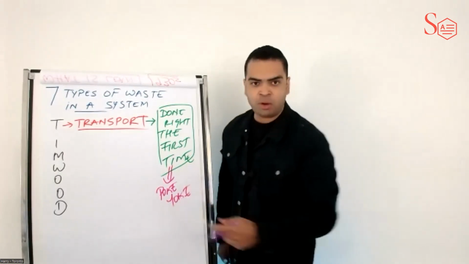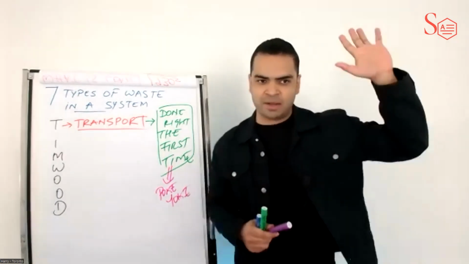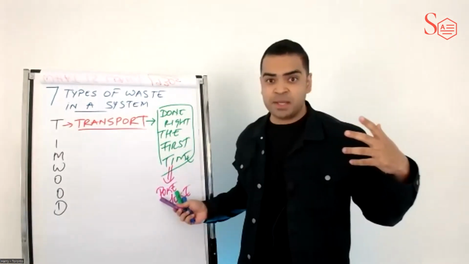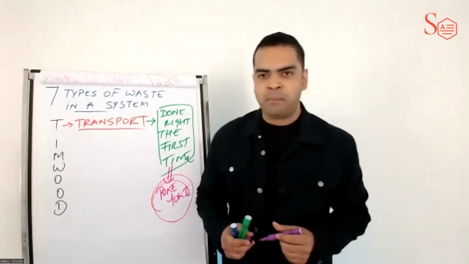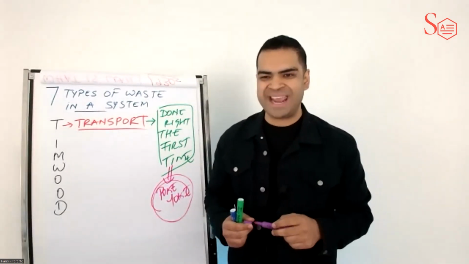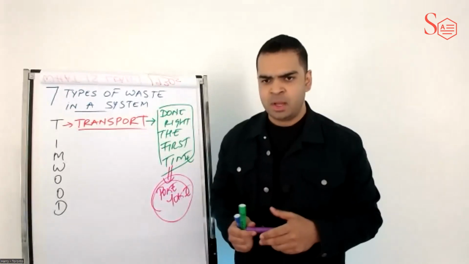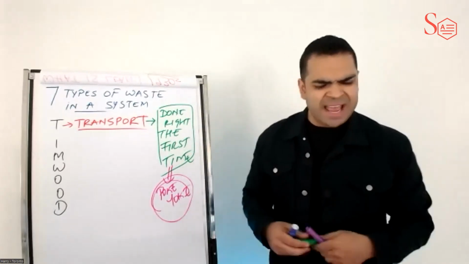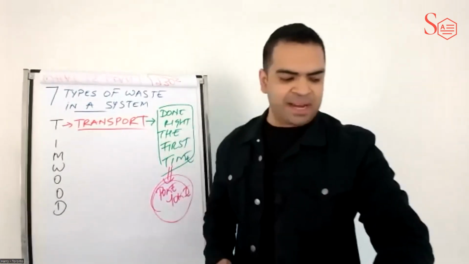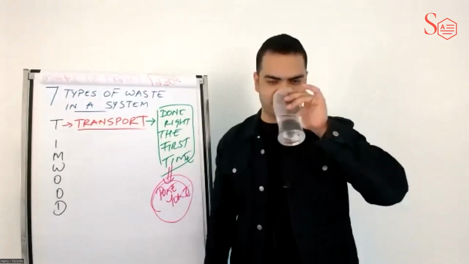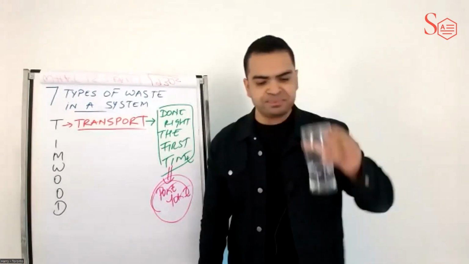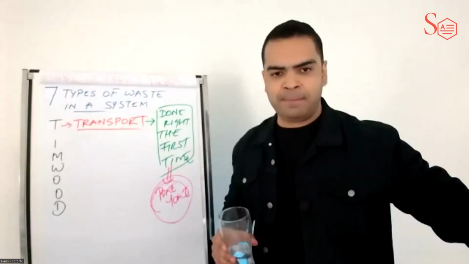Have you heard of poka-yoke before? Anybody heard of poka-yoke as a term? No? This is a Japanese term, which in English translates to mistake proofing. Mistake proofing. Which basically refers to the idea that how can we make it difficult for our people to make mistakes? How do we make it difficult for our people to make mistakes?